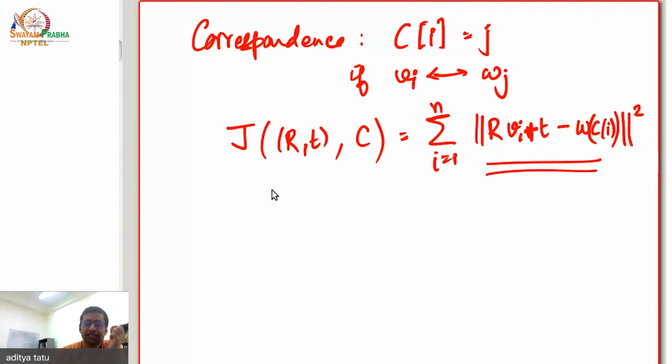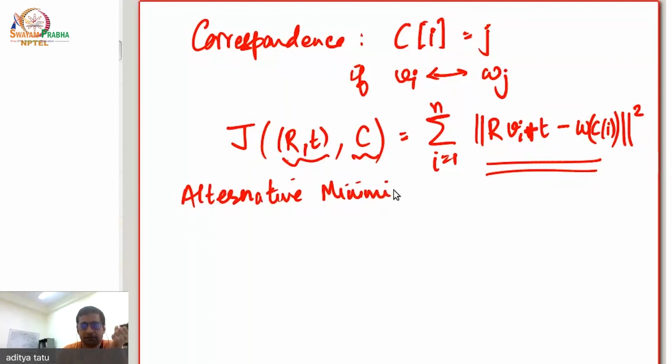Right, so you can see that there are these two pairs of variables that we want to optimize. How do we do that? This is what is called alternating minimization. The idea is, okay, Vignesh has a question.